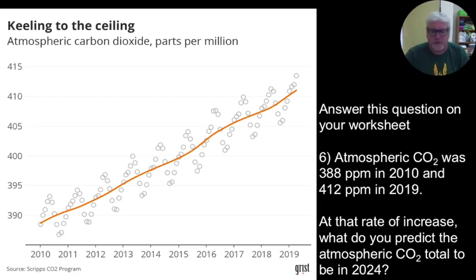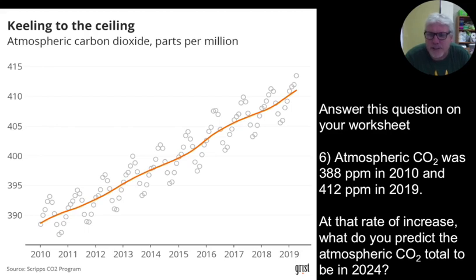All right, here's another chart that shows atmospheric CO2 in parts per million from 2010 to 2019. Take a look at that chart. We have a couple of questions for you to answer on your worksheet. In 2010, our atmospheric CO2 was right about 388 parts per million, okay? At the end of this chart, if you follow that orange line, we get all the way up to about 412 parts per million. So what does that change over time? Over 10 years, we went from 388 up to 412. So that's about 24 parts per million.